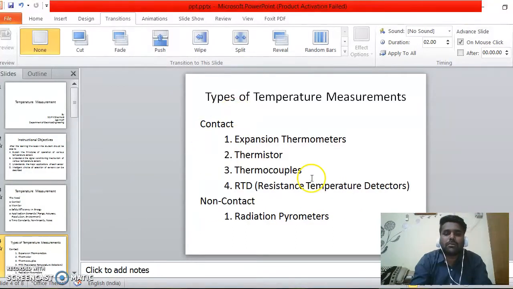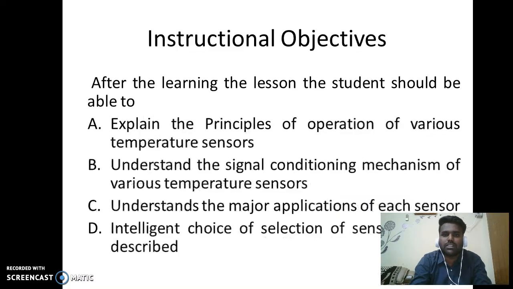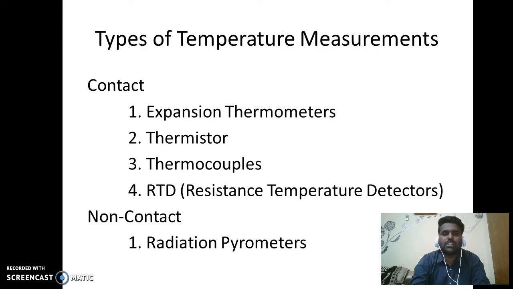The second thing is the types of measurement systems. How many types of measurement systems are there? Here I can show you the different types of measurement systems. One is the contact type measurement system, and another is the non-contact type measurement system.